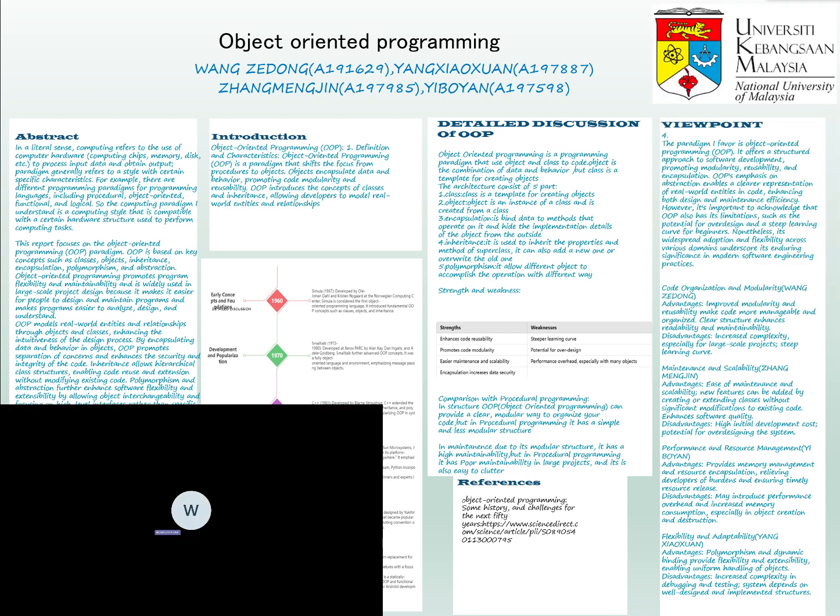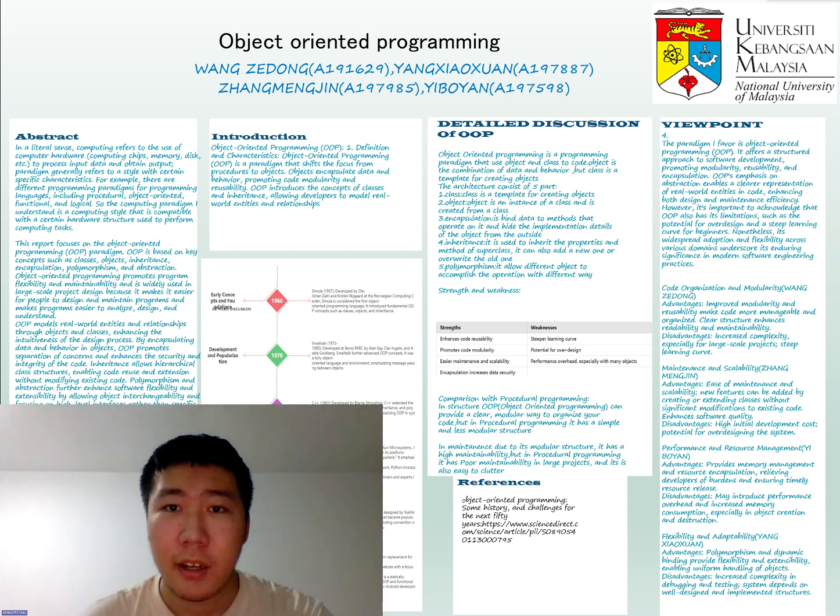For the detailed discussion of OOP, object-oriented programming is a programming paradigm that uses objects and classes to code. An object is the combination of data and behavior, while a class is the template for creating objects. The architecture consists of five parts. The first one is class. It is a template for creating objects. The second one, object, is an instance of a class and is created from a class.